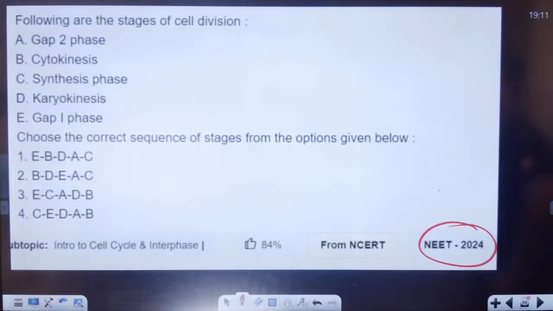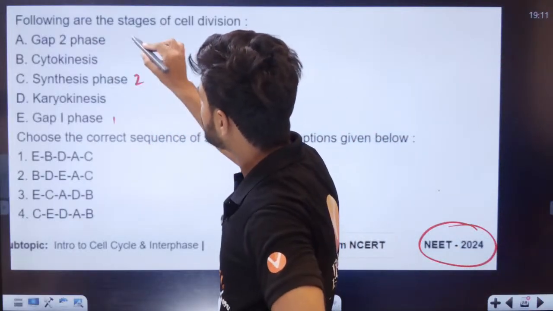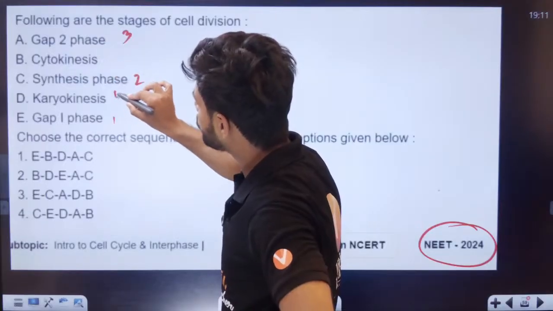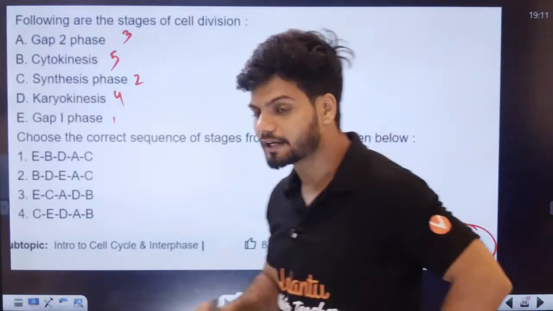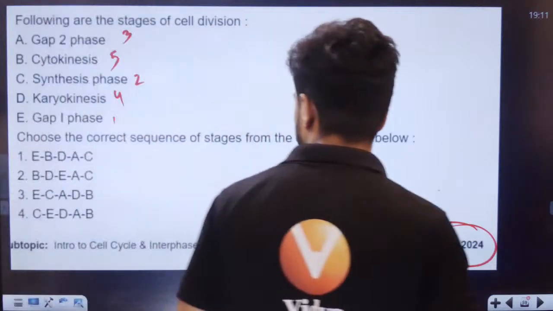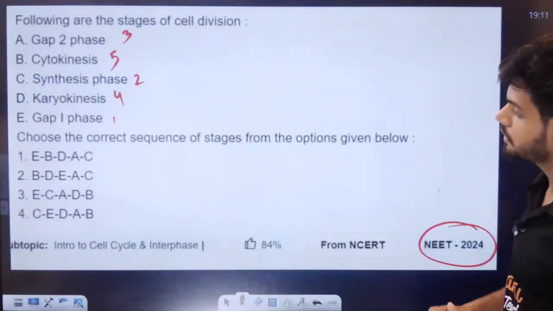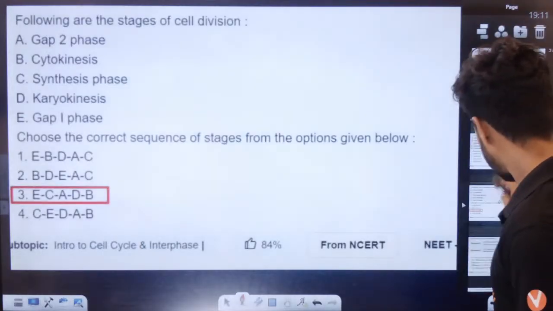Following are the stages of the cell cycle. First we have gap 1. Then we have S, that is basically synthesis. Then we have karyokinesis. Last we have cytokinesis. Yes or no, all of you students? So what is the answer? There's only one option, students.